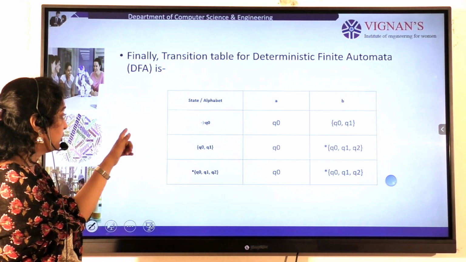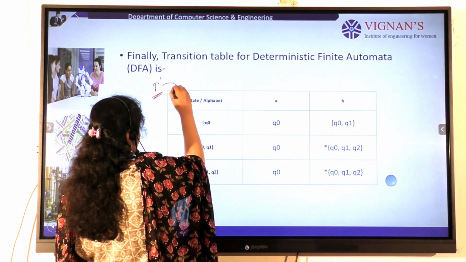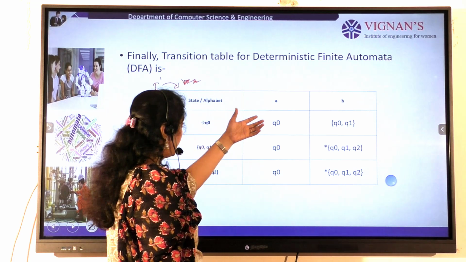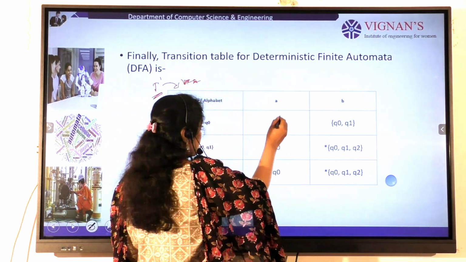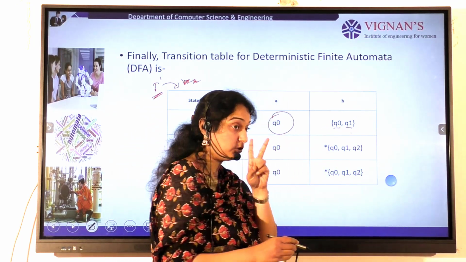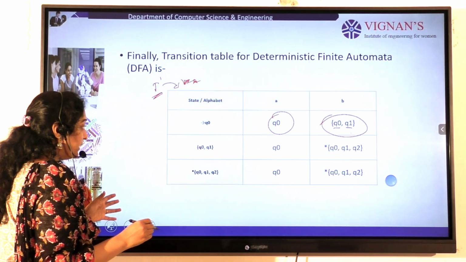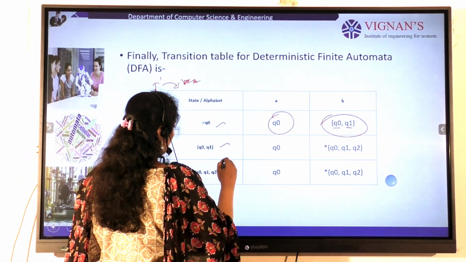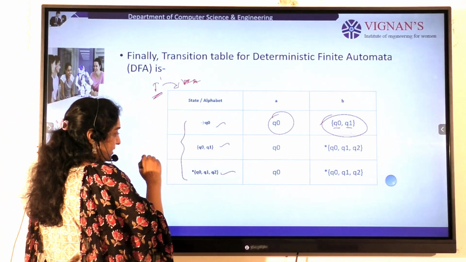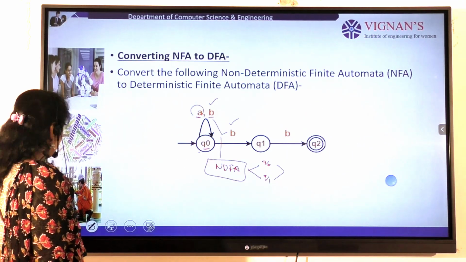Finally, we obtain a transition table. This is the transition table T dash for the DFA, where a state by reading an input symbol reaches exactly one state. Though Q0 and Q1 are two different states, here they are considered as a single state. So our new states will be Q0, Q0 Q1, and Q0 Q1 Q2. These are the new states, and by considering them we are going to construct the DFA. Now let us solve this problem.